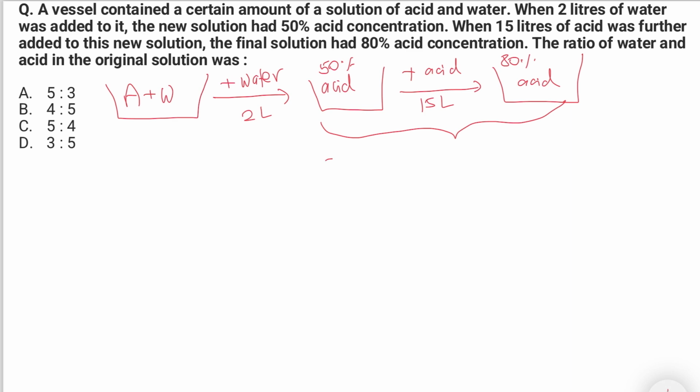Okay, a 50% acid solution. To this you're adding acid, 15 liters. So we have a 100% acid solution, and that is worth 15 liters actually. You're adding both, and overall you get an 80% acid solution.